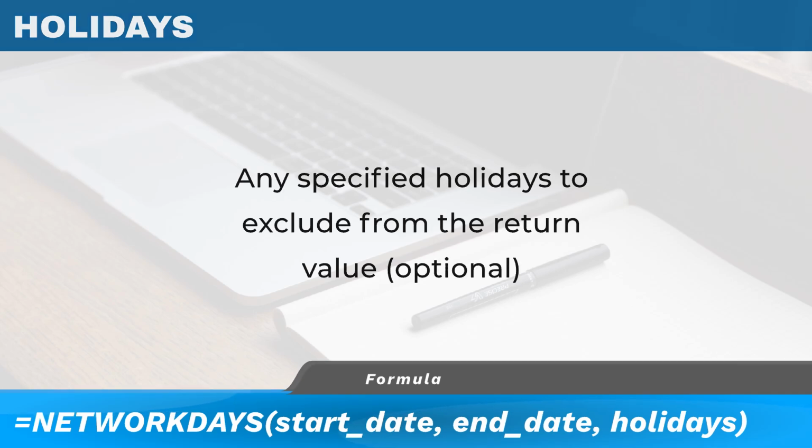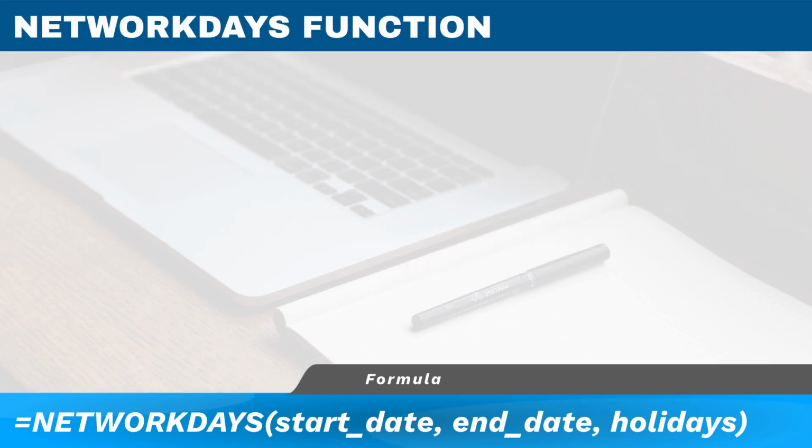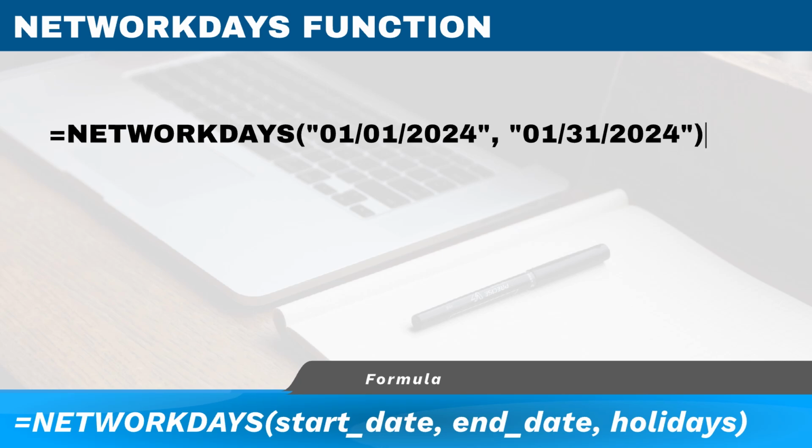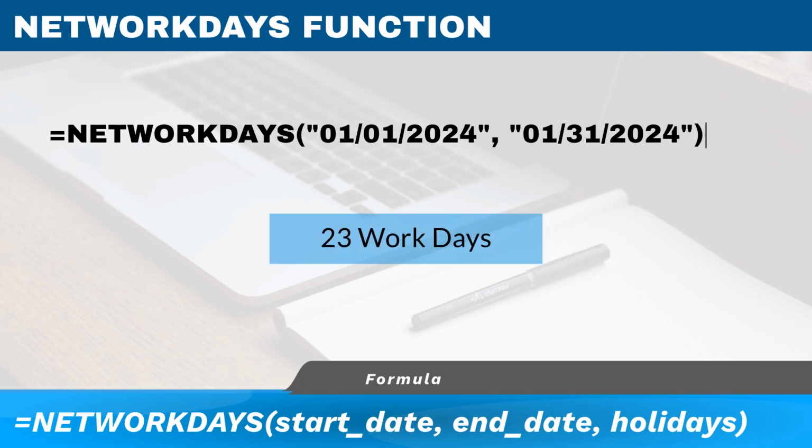Open Excel and begin by typing this formula designed to determine the net working days between January 1st and January 31st, 2024. In this formula, the start date is set to January 1st, 2024, and the end date is set to January 31st, 2024. This example would return a value of 23 net workdays.